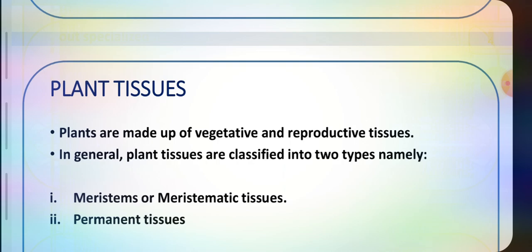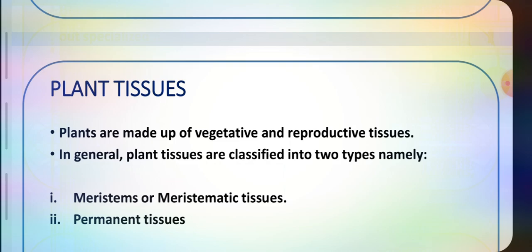Now, plant tissues. Today we'll be discussing plant tissues. Plants are made up of vegetative and reproductive tissues. What are vegetative? The root, stem, and leaf. These are what we call vegetative structures.